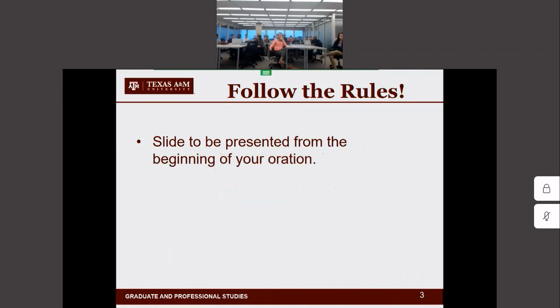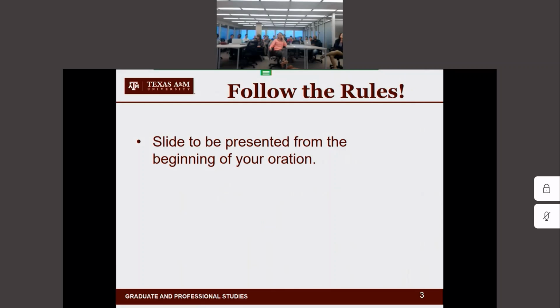Some additional rules. You'll present the slide at the beginning of your speech, so it'll be behind you as soon as you get up. It'll be visible to the judges. It'll be visible to the entire audience. So keep that in mind when you're designing your slide as far as making it readable. You want folks to be able to tell what they're looking at, and I'll show you some examples of what may or may not work.